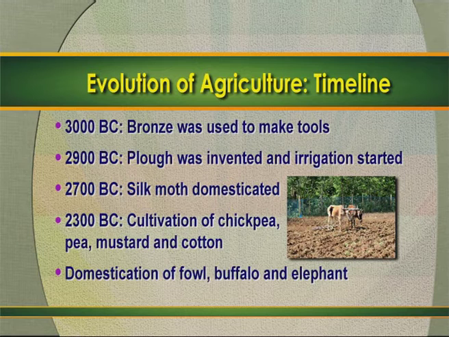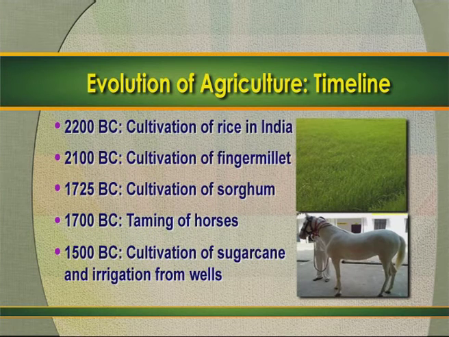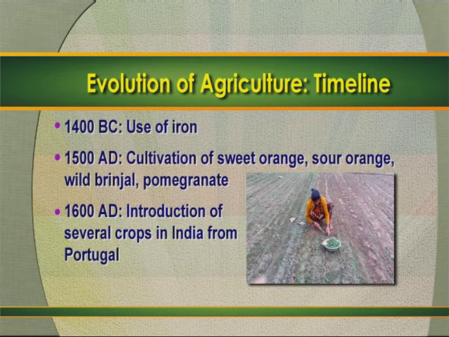Then cultivation of chickpea, pea, mustard and cotton, and also domestication of fowl, buffalo and elephant, started in 2300 BC. The cultivation of rice in India started in 2200 BC. Cultivation of finger millet started in 2100 BC. Cultivation of sorghum started in 1725 BC. Taming of horses started in 1700 BC. Cultivation of sugarcane and irrigation from wells started in 1500 BC. Use of iron started during 1400 BC.